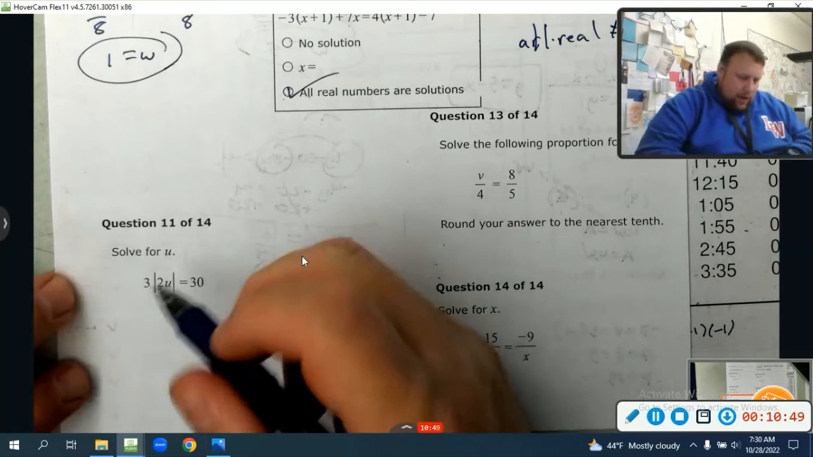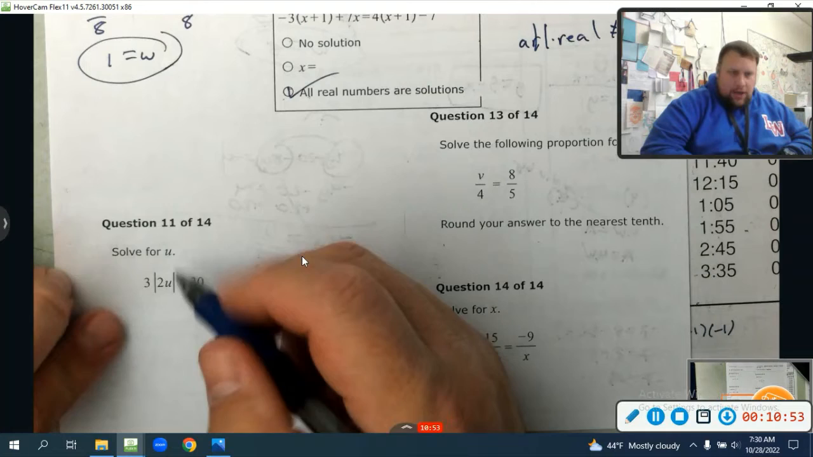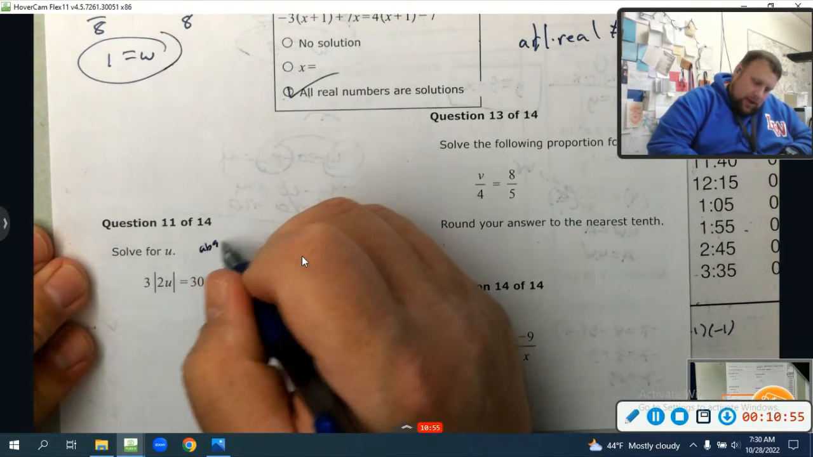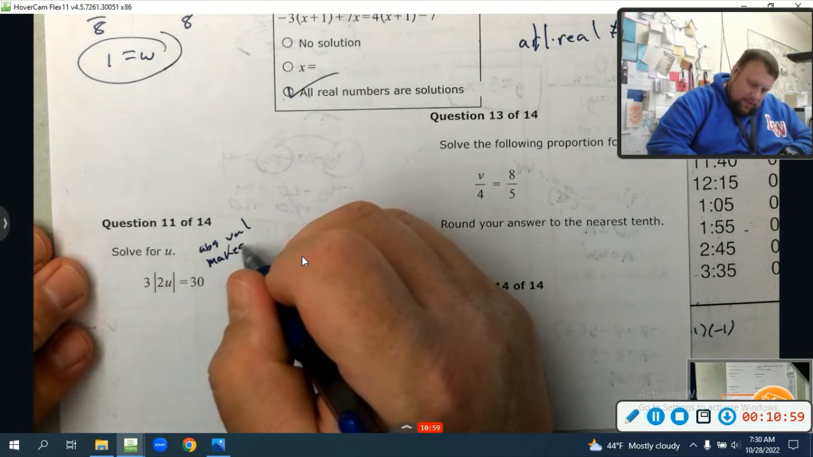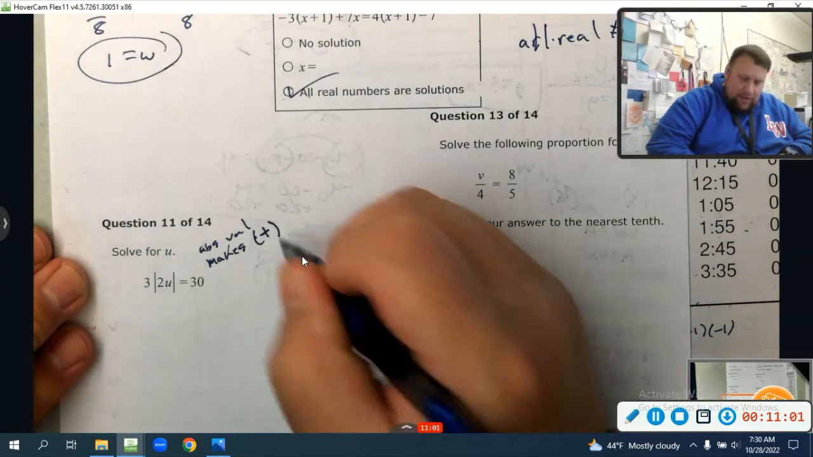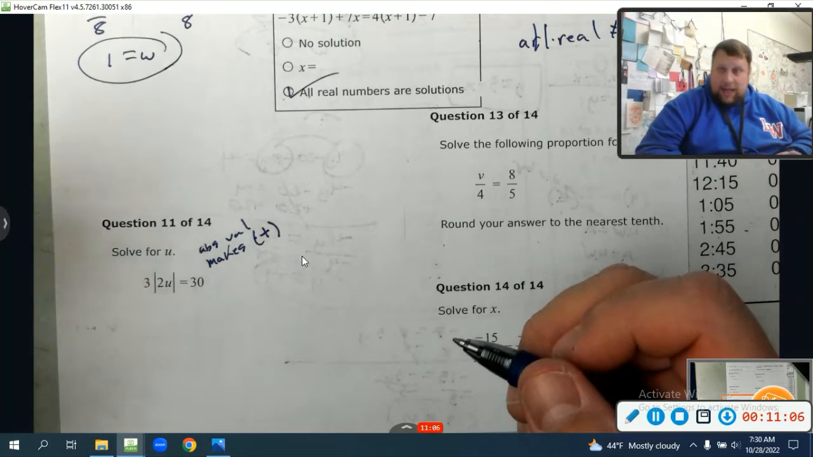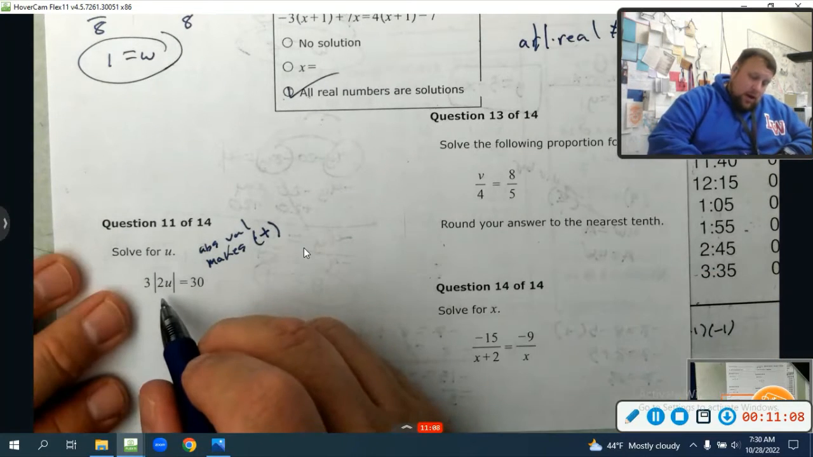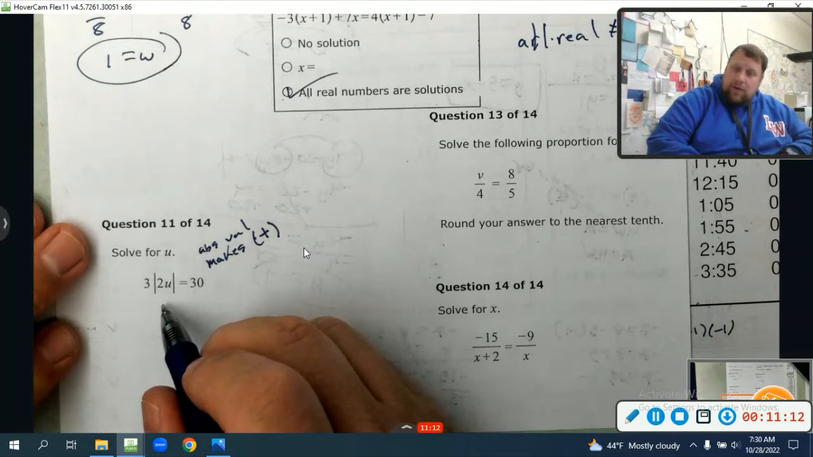First thing with absolute value, I know I told you to treat the absolute value signs like parentheses, and don't forget, absolute value makes everything positive. So it just makes positive. If it's already positive, it stays positive. If it's negative, it becomes positive. Although we do treat them like parentheses, first we've got to get rid of everything on the outside.